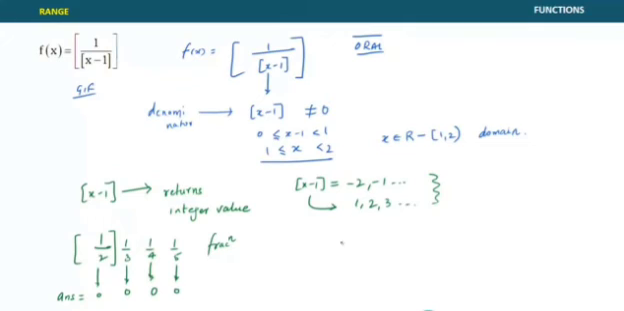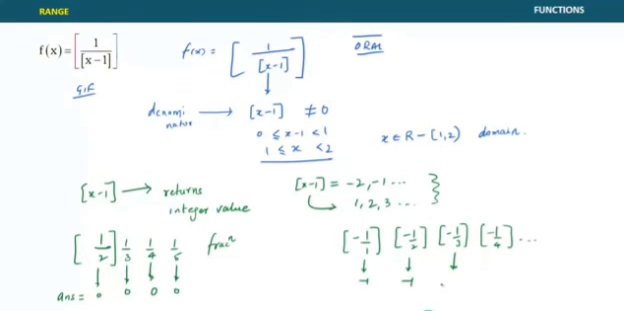Let's talk about the negative fractions. Negative fractions would look something like this: minus 1, minus 1 by 2, minus 1 by 3, minus 1 by 4, and so on. What will be the answers to this? This is nothing but minus 1. Minus 1 by 2, that is minus 0.5, the answer is yes, minus 1. Minus 1 by 3, the answer is again minus 1.